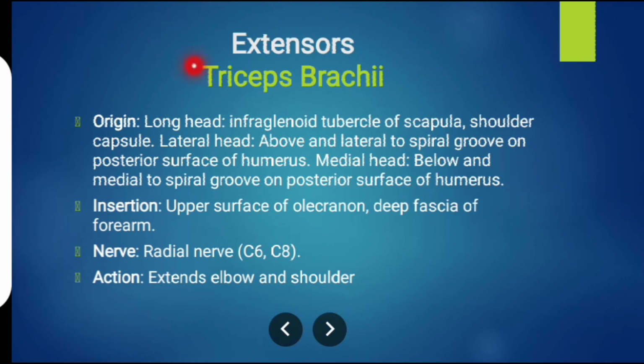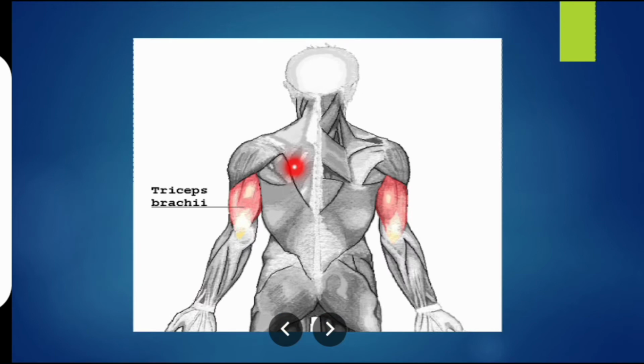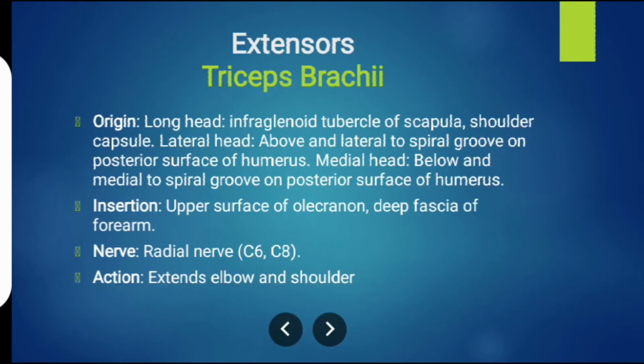Now let's discuss those muscles that are involved in elbow extension. The first muscle is triceps brachii muscle. The muscle in red is triceps brachii muscle. It has three heads, long head, lateral head and medial head.